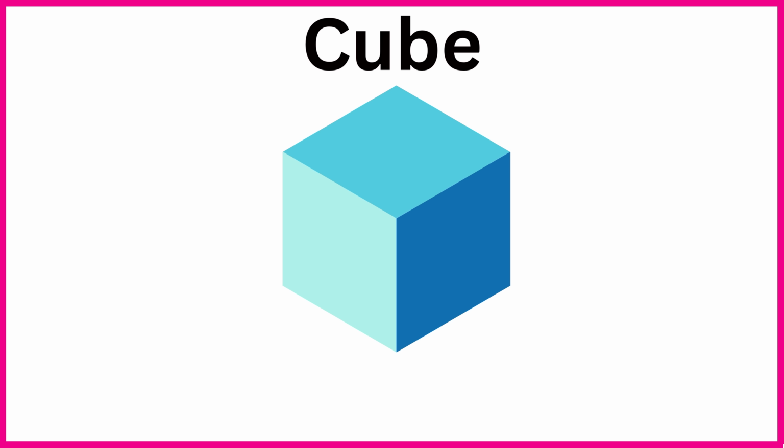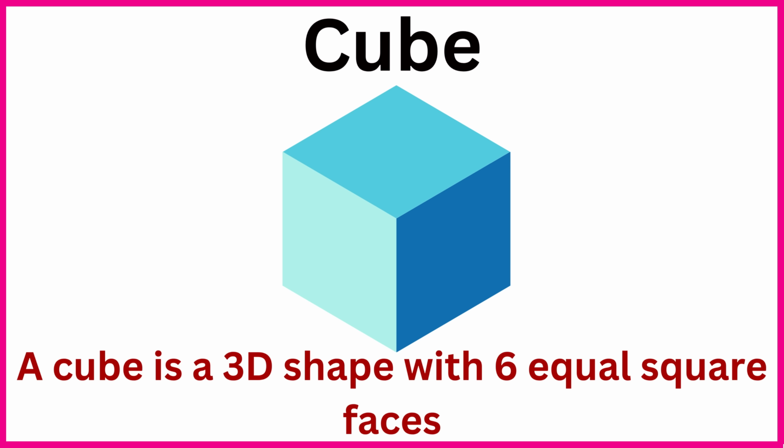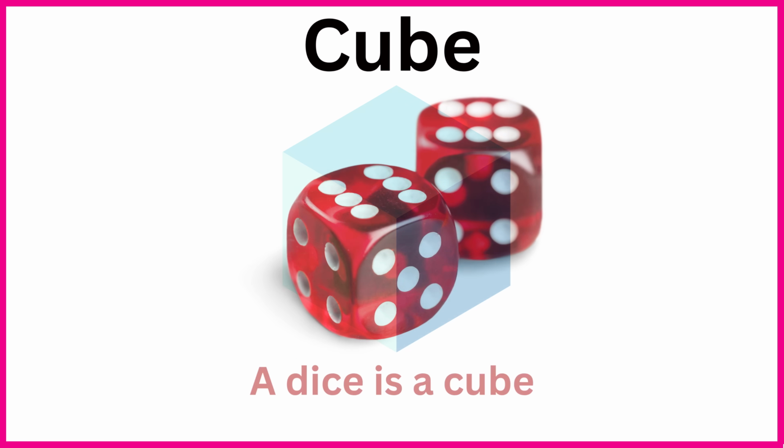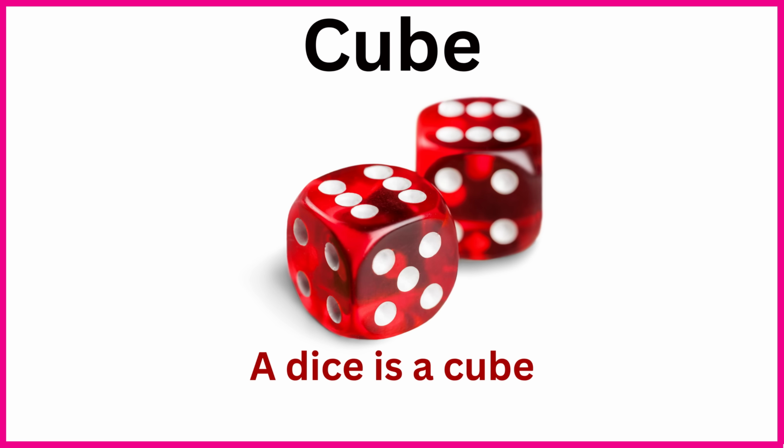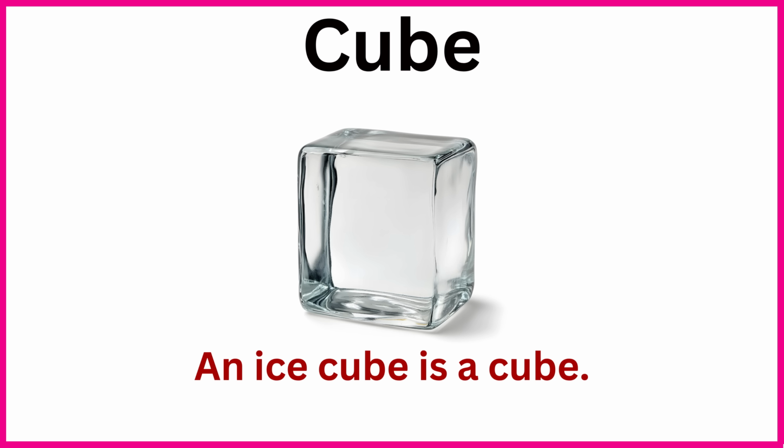Cube. A cube is a 3D shape with 6 equal square faces. A dice is a cube. An ice cube is a cube.